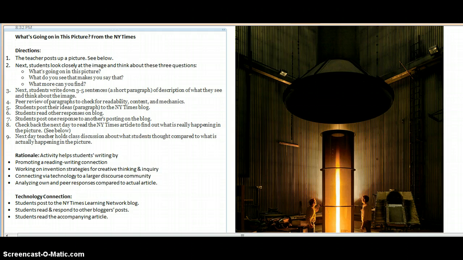And this time I am using a resource from the New York Times. The Times puts out each week a writing resource called What's Going On in This Picture. And I thought this would work really well in the ESL classroom, especially with the information that we've been reading this week on the reading and writing connections.